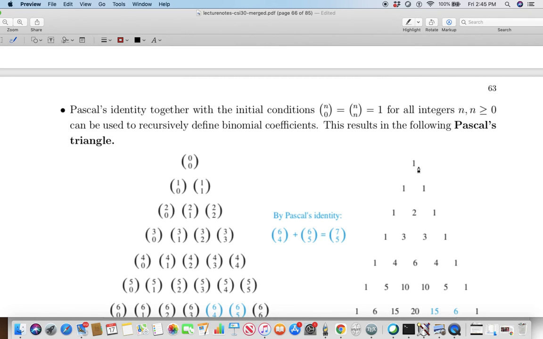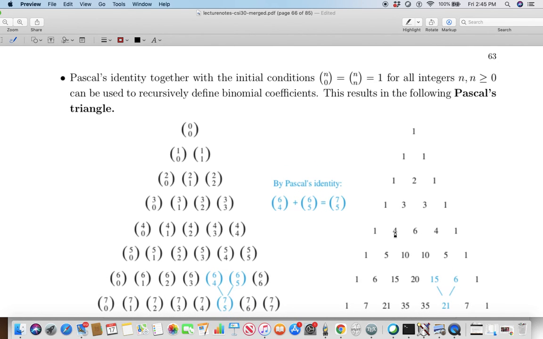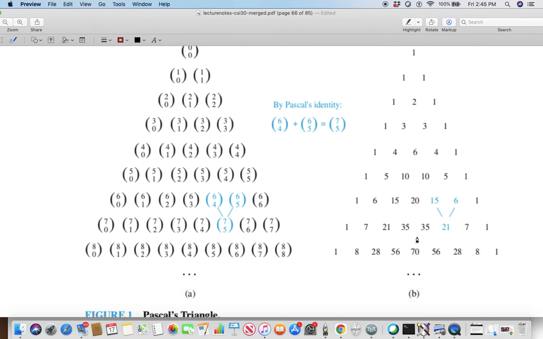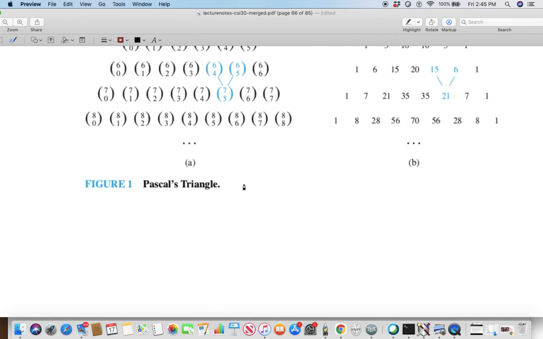0 choose 0 is 1. Write 1, 1 here. Look, in each row, this 3 is obtained by adding these two. This 3 is obtained by adding these two. Continue. 4 is obtained by adding these two numbers. 6 is obtained by the same. So you get what is called Pascal's triangle.